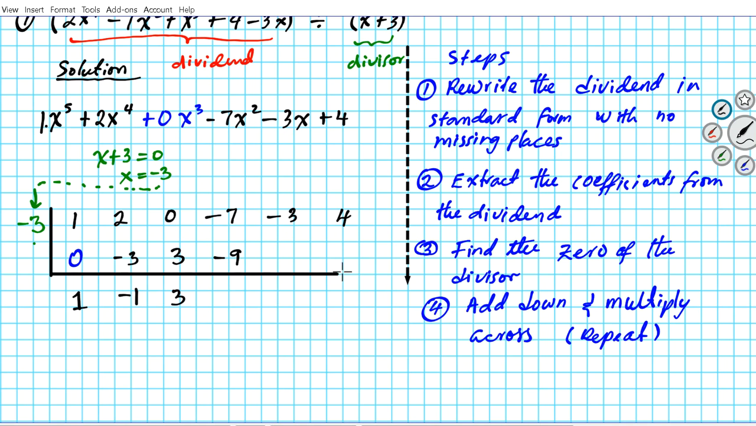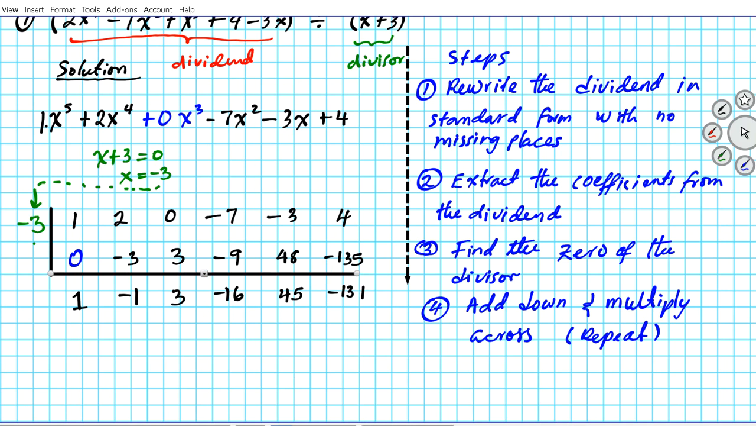Add down, that's -16. -3 times -16 is +48. Add down, it's 45. -3 times 45 is -135. Add down, so 4 minus 135 is -131. So negative. All right, so there you have it.